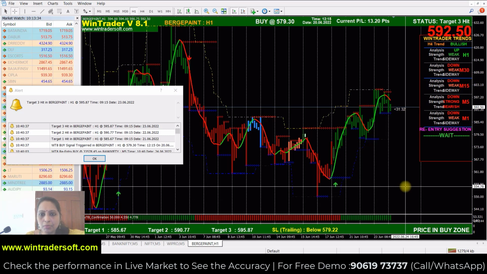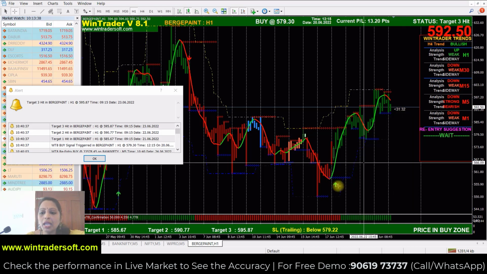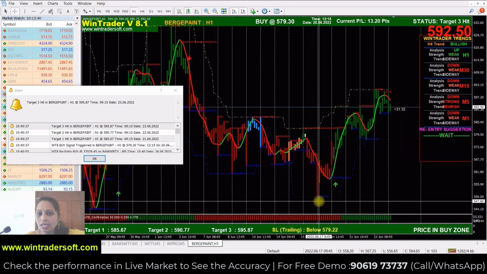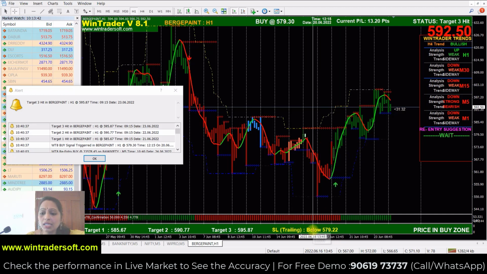Whatever broker platform you are using, you have to take the position in that trading platform. And once you enter the trade, you can see below that stop loss. It's a trailing stop loss. On the left side of that stop loss, you can see target 1, target 2 and target 3. There are 3 targets.